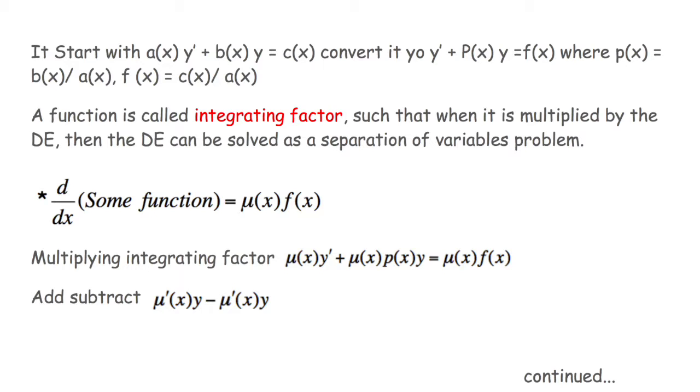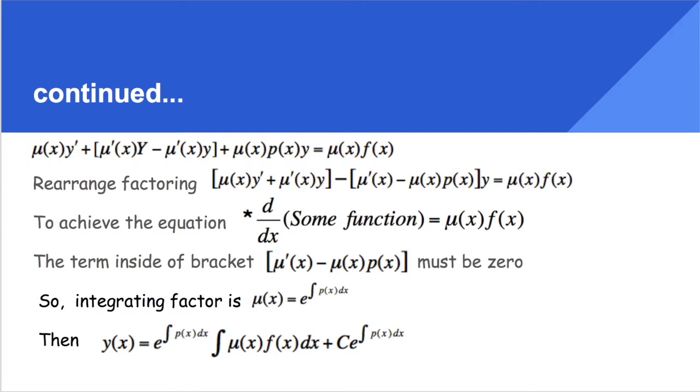Now, let's see how to find this integrating factor, represented by mu(x). Multiply this by the differential equation. Now add and subtract mu'(x) times y. By rearranging all the terms, we get an equation in which mu'(x) minus mu(x) times p(x) has to be 0 in order to get the separation of variables equation of the form d/dx of some function equal to mu(x) times f(x). So, now when we solve mu'(x) minus mu(x) times p(x) equals 0, we get mu(x) equal to e to the power of the integral of p(x) with respect to x.